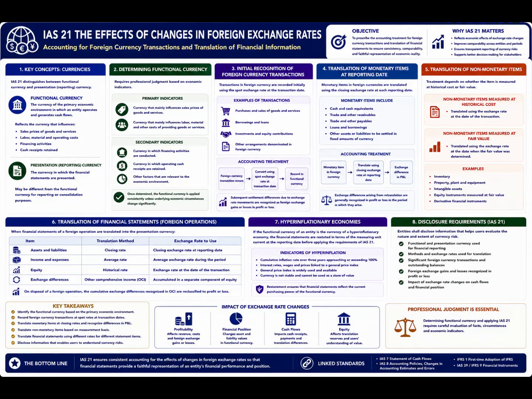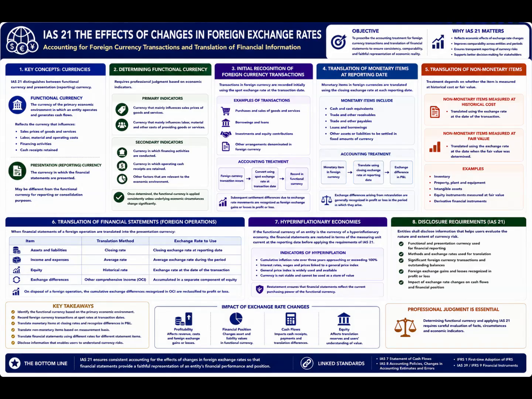detailed analysis. Once determined, functional currency is applied consistently unless underlying economic circumstances change significantly. Proper identification is important because incorrect functional currency selection can distort financial performance, foreign exchange gains or losses, and overall financial statement comparability. IAS 21 requires foreign currency transactions to be recorded initially using the spot exchange rate between the functional currency and foreign currency at the transaction date.